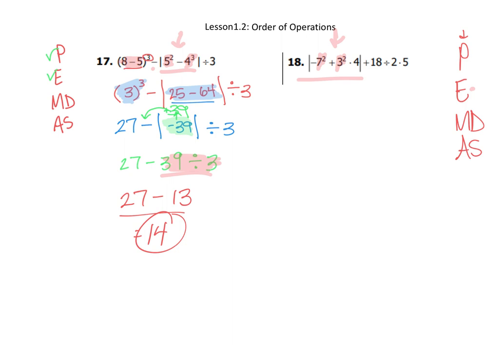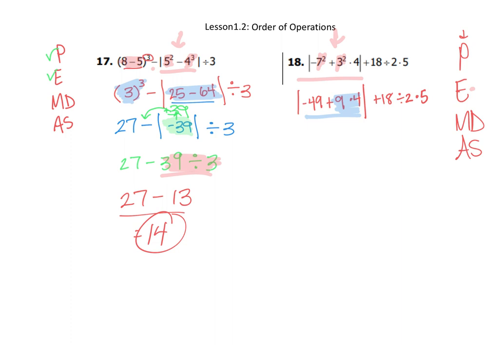So when I bring this down, I've got absolute value of negative 49 plus 9 times 4, close it up, plus 18 divided by 2 times 5. Now still looking inside my absolute value bars, I'm thinking, what can I do next? Looking inside of here, between negative 49 and 9, we've got addition, and between 9 and 4, we've got multiplication. So that's the piece inside of here that we would do next.